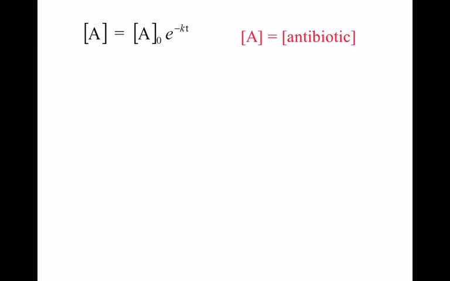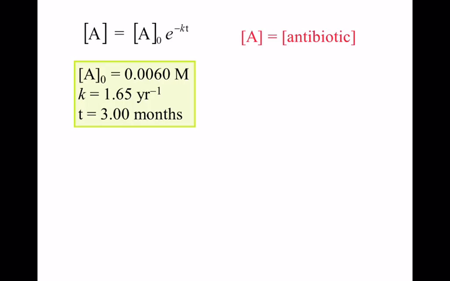It should work the other way too, though. So it's just kind of plugging and chugging. Okay, the initial concentration was 0.0060 molar. K is 1.65 reciprocal years. The time of interest is 3.00 months.